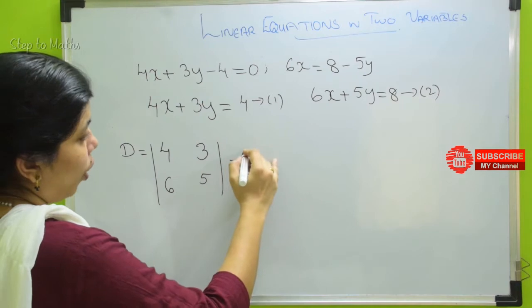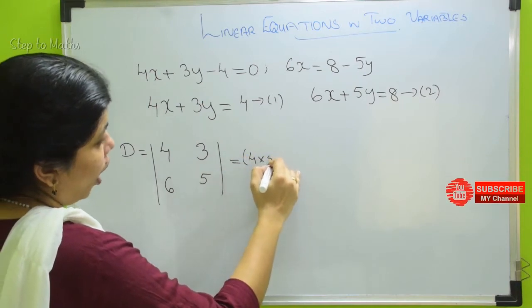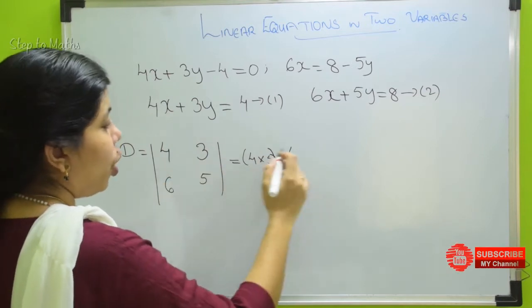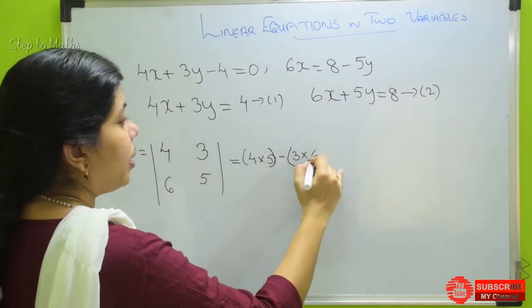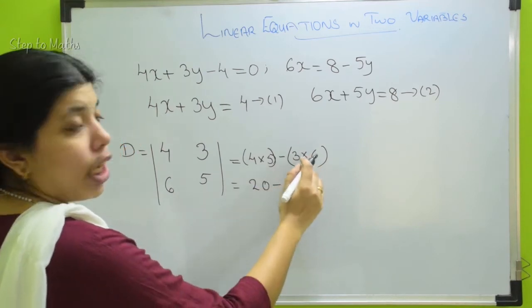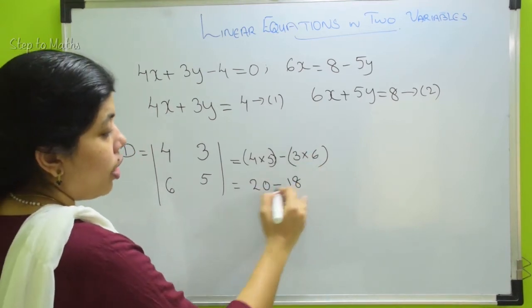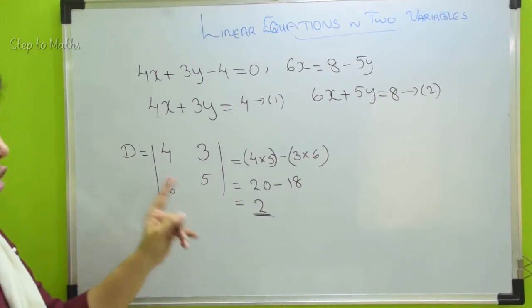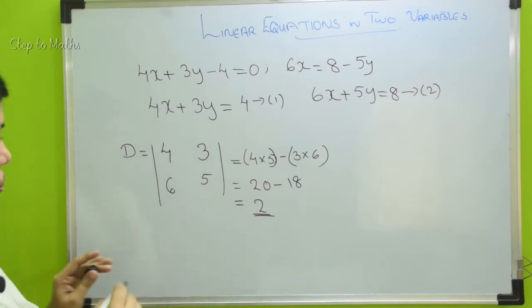First 4 into 5, minus 3 into 6. 4 into 5 is 20, minus 3 into 6 is 18. 20 minus 18 is equal to 2. The value of determinant D is 2.